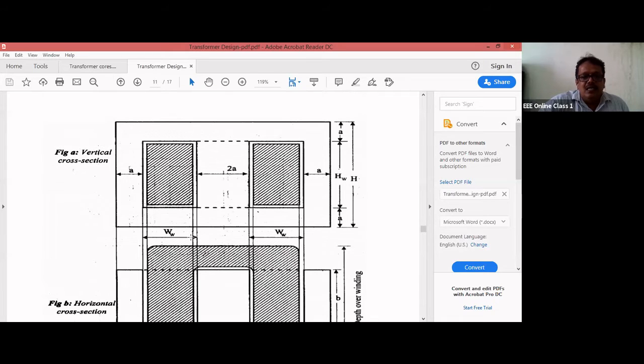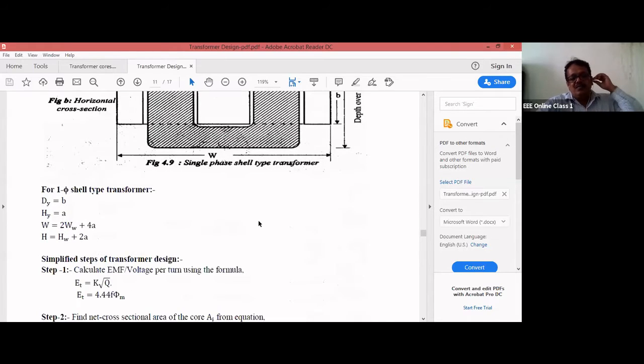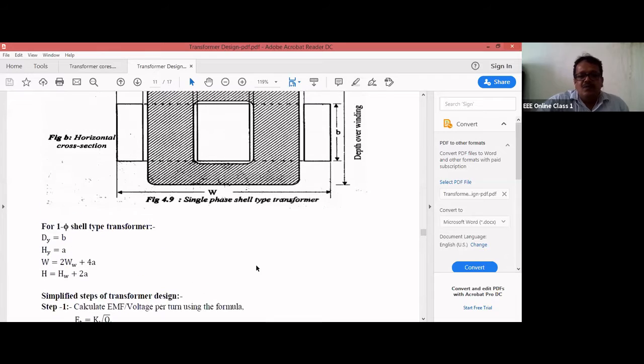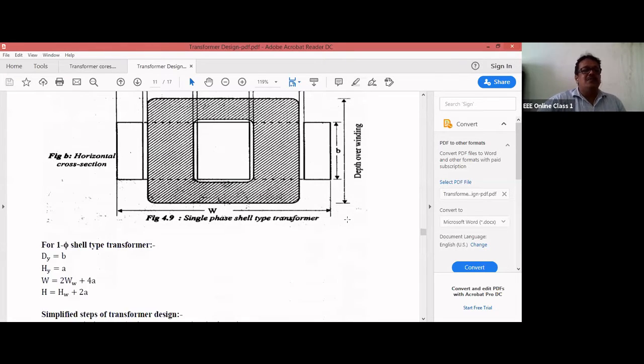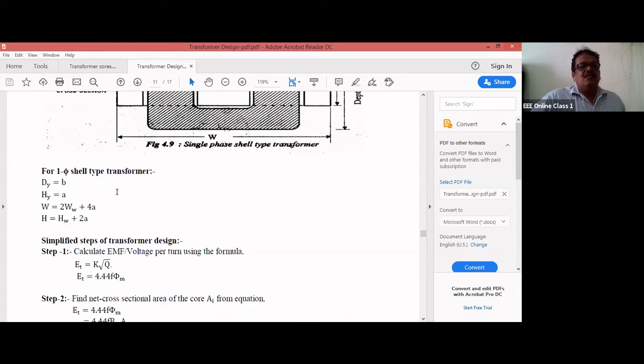How do you calculate it here? This Ww plus Ww, 2Ww, plus 2A, plus A, plus A. So what do you get? 2Ww plus 4A. And the height of the window is nothing but Hw plus A plus A, that is 2A. So Hw plus 2A. So these relations you are going to use by finding out the overall length of the window and the overall height of the window.